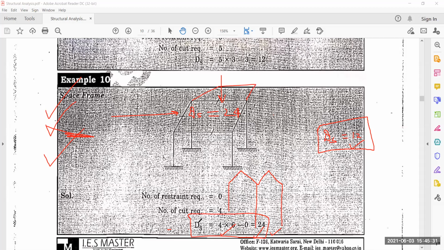So here you just see, you find DS equal to 24. That means 24 unknowns are available in the reactions. For finding 24 unknowns, you require a minimum of 48 equations, because every reaction requires a minimum of 2 equations. So 24 reactions require a minimum of 48 equations.